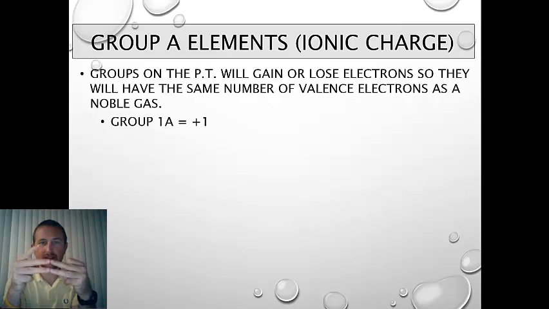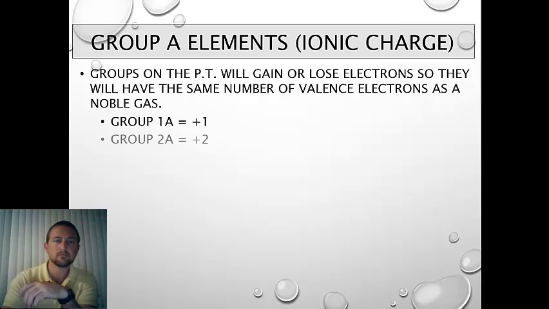These 2 protons and electrons, their charges would cancel out because you have 2 positives and 2 negatives. So if those cancel out, what are you left with? You're left with 1 proton with a positive charge. So group 1A will form a +1 charge because they lose 1 electron. Group 2A will form a positive 2 charge.